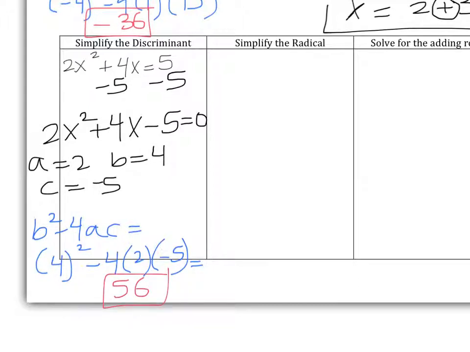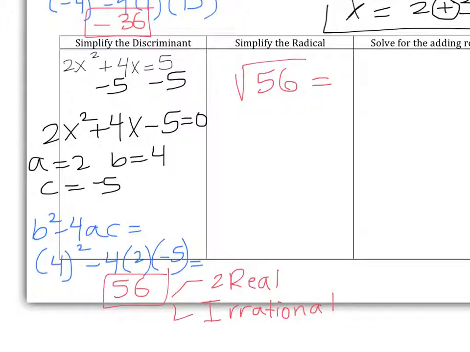Now as you can see, it's positive, so you have 2 real roots. But to decide whether they are rational or irrational, let's try to simplify the radical. Square root of 56 will give you a decimal, so it's not a perfect square. So that is an irrational root.